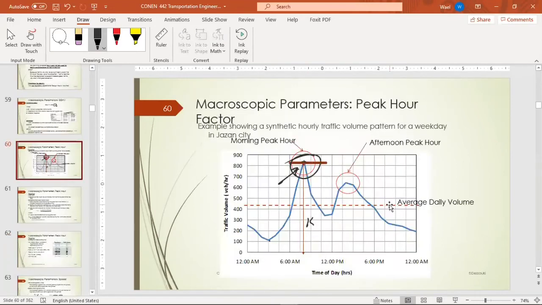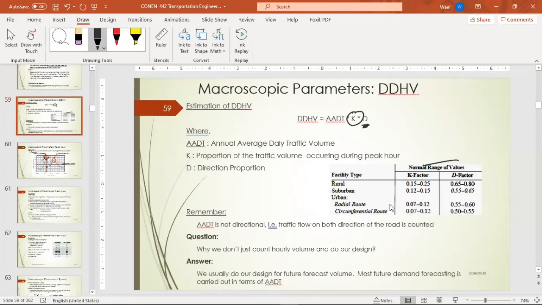So basically, the value that we get if we calculate the average annual daily traffic volume is the average daily volume. That's why we need to take this value, the total volume per day, and come up with these values. How do we get the directional design hourly volume? Again, by multiplying the average daily traffic volume by K and by D. Is it clear or not clear, shabab?